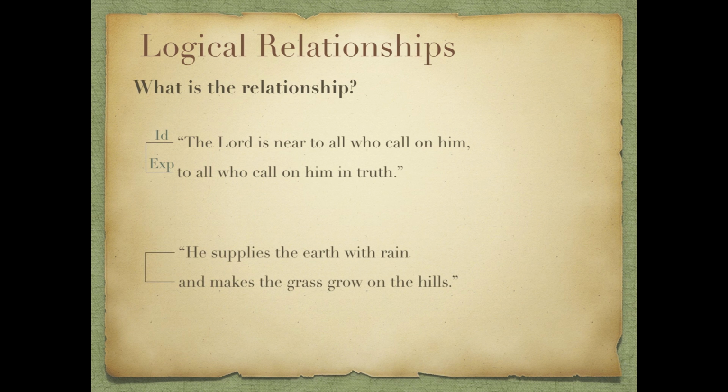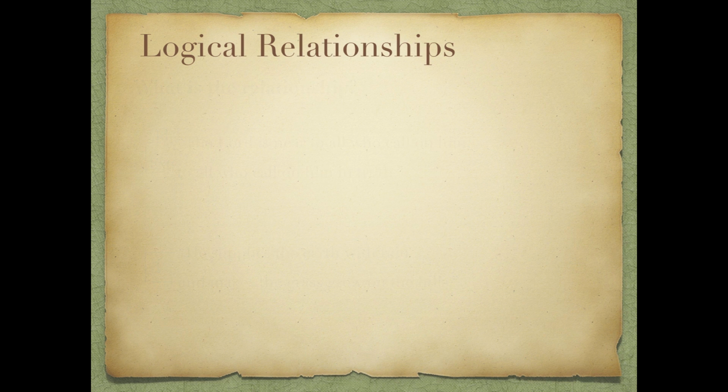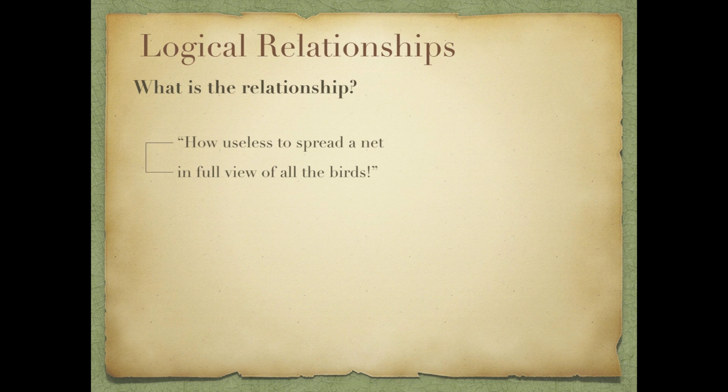How about this one? He supplies the earth with rain and makes the grass grow on the hills. In my opinion, I think this is a progression. We're working towards a climax, and the grass grows, in a sense, because of the first clause, although there's no dependent relationship between them. I would call this progression. Let's look at the next one. How useless to spread a net in full view of all the birds. What do you think? I'm going to call this locative. I think this is the place where it occurs.